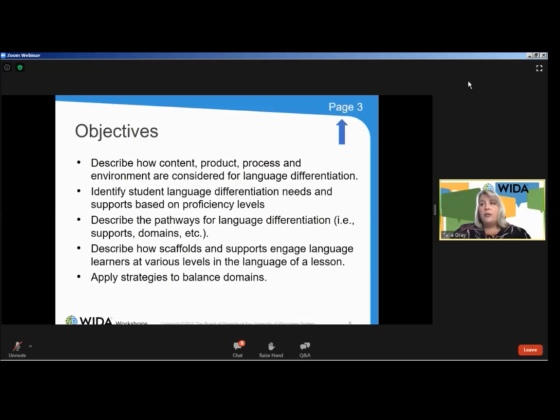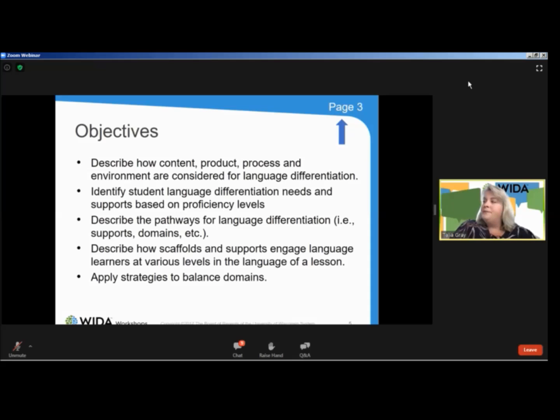Today, we are going to describe how content, product, process, and environment are considered for language differentiation. We're going to identify student language differentiation needs and supports based on their proficiency levels. We're going to describe some pathways for language differentiation, and we're going to describe how scaffolds and supports engage language learners at various levels in the language of a lesson, and also apply strategies to balance domains.